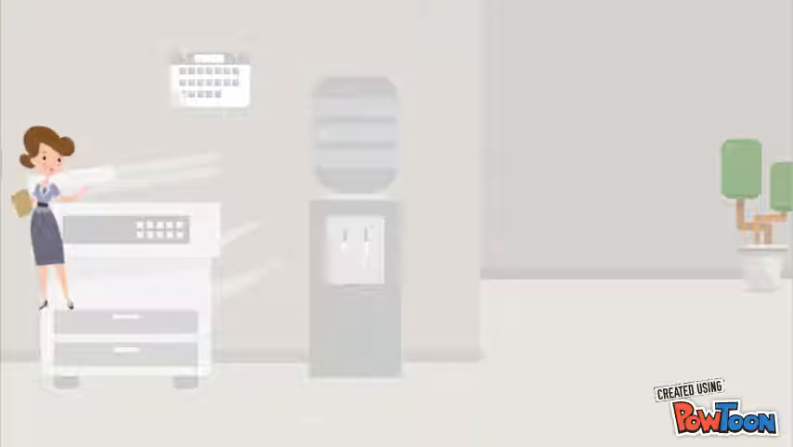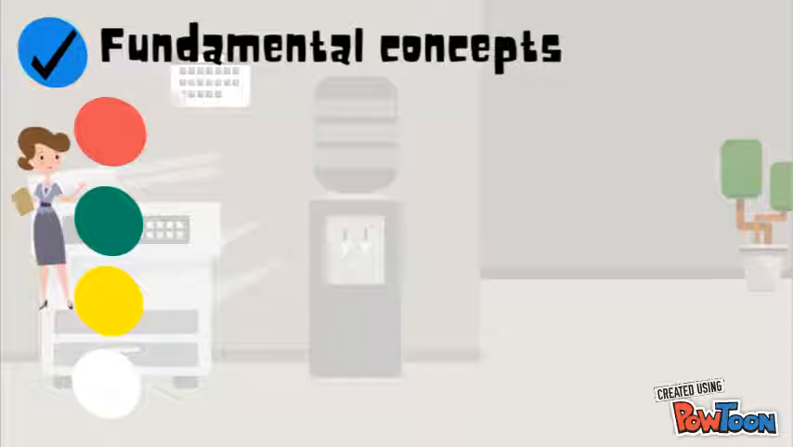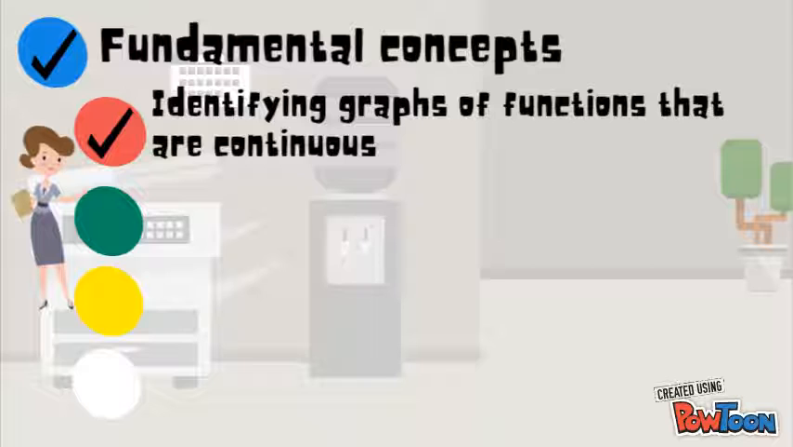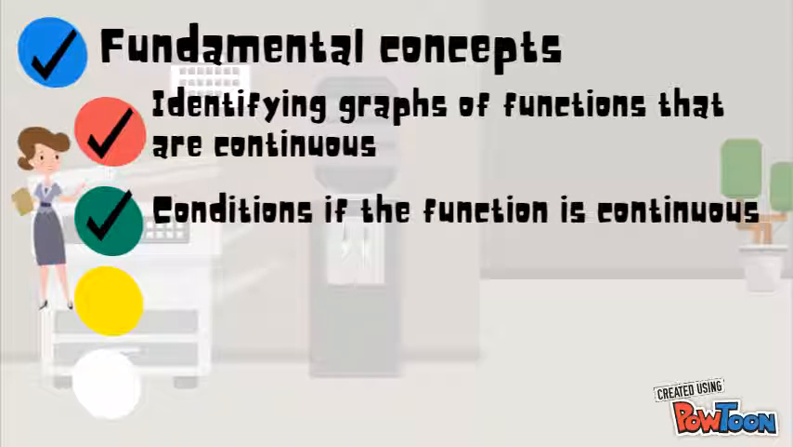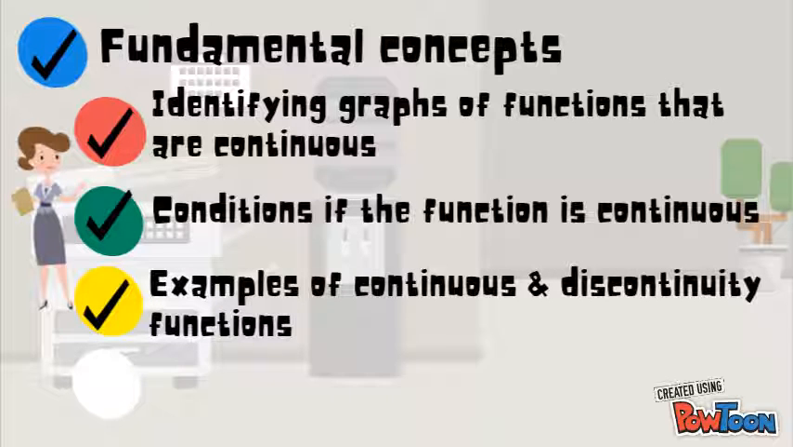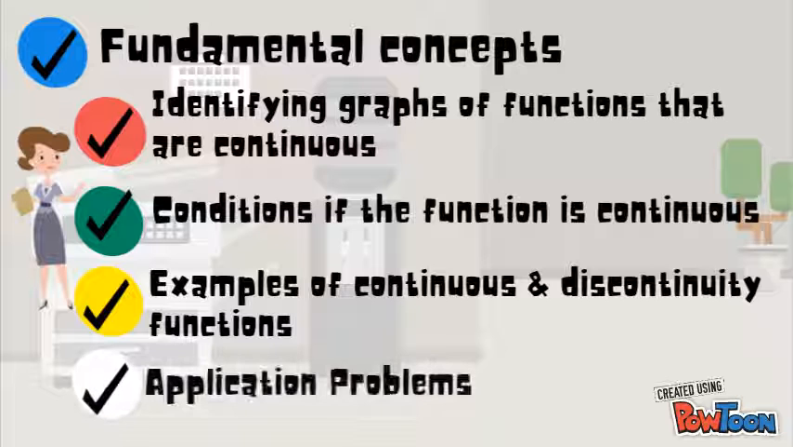Our objectives here are to talk about the fundamental concepts, how to identify graphs of functions that are continuous, to know the conditions for whether a function is continuous or not, some examples of continuous and discontinuous functions, and some application problems. Okay, so the fundamental concepts.